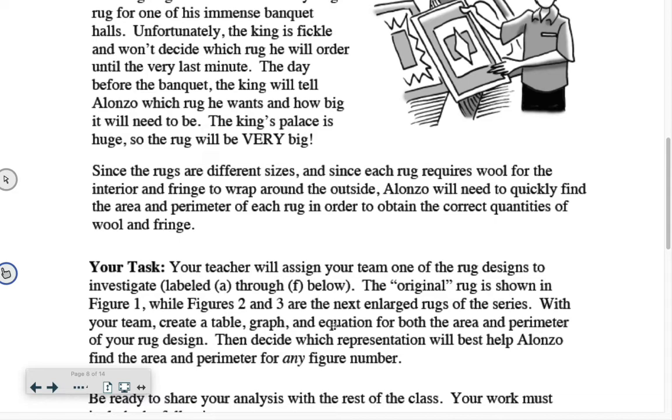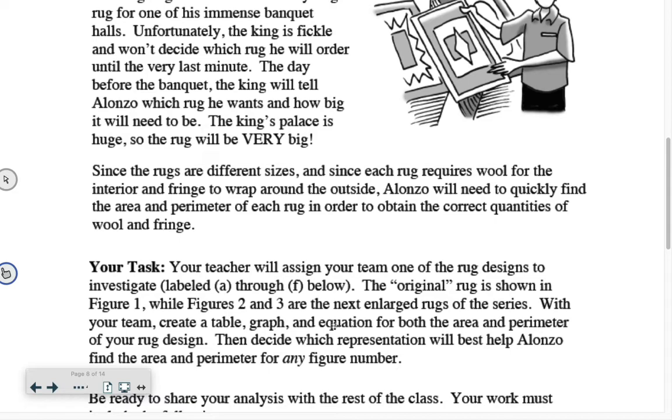The day before the banquet, the king will tell Alonzo which rug he wants and how big it needs to be. The king's palace is huge, so the rug is going to be very big. Since rugs are different sizes, and each rug requires wool for the interior and fringe to wrap around the outside, right there's your perimeter and area. Okay, so the wool is the interior. There's your area. How much wool do we need? And the fringe around the outside, there's your perimeter. There's your geometric concepts. Alonzo will need to quickly find the area and perimeter of each rug in order to obtain the correct quantities.